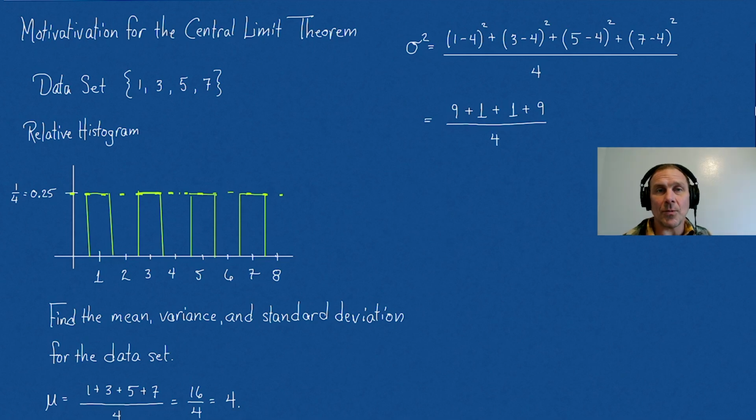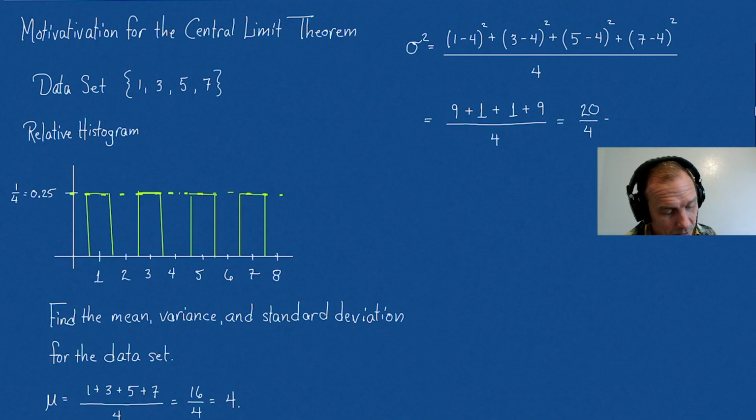Now, if I add the numerator, 9 plus 1 is 10. And then we have another 1 plus 9, which is also 10. And remember that the associative property of addition says that you can add in different orders. So 9 and 1 is 10, 1 and 9 is 10. Add those 10s together, we have 20.